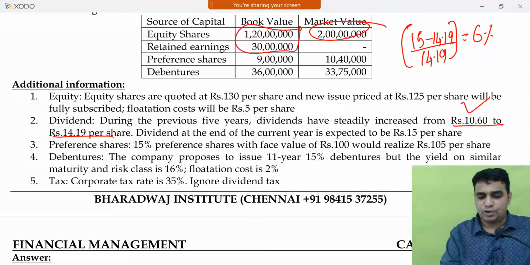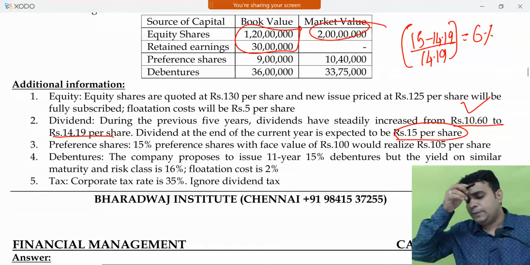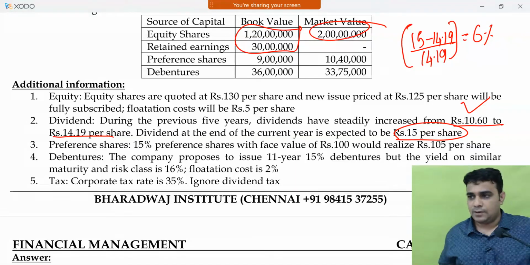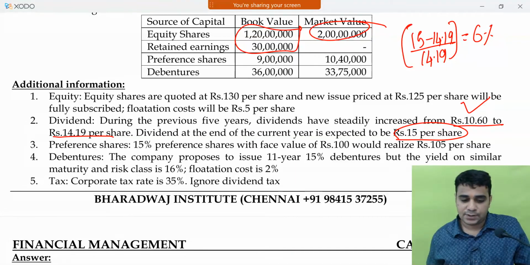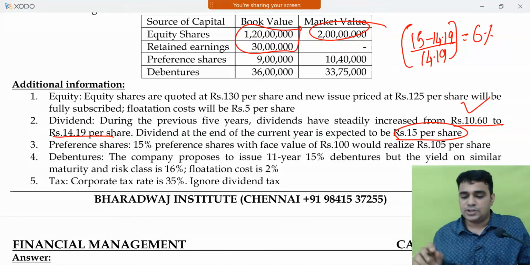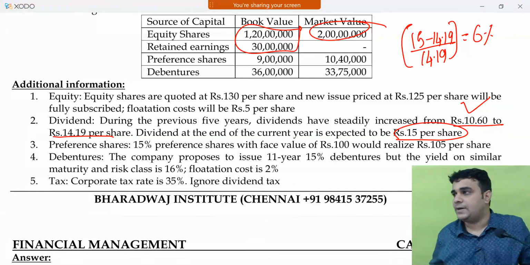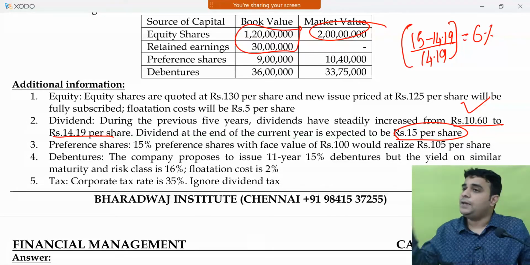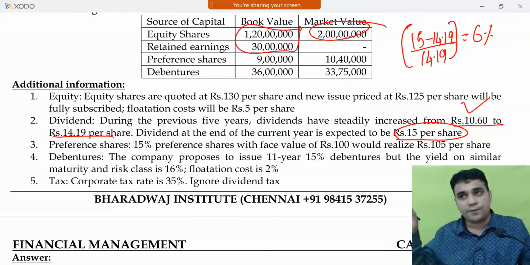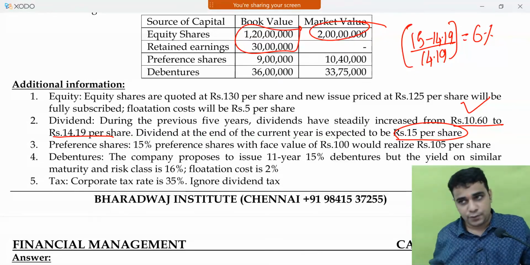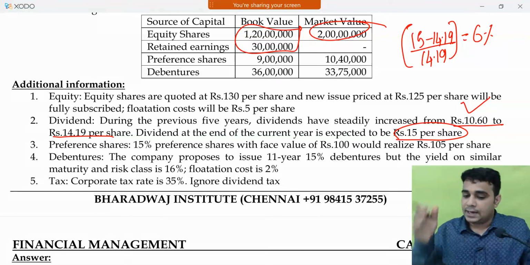In fact, this should not have been 15. Can you tell me 14.19 plus 6% is how much? So this should have been 15.04, but they gave it as 15. I can't do much about it. 15 minus 14.19, I did the calculation. I got 5.7. I've rounded it off to 6 and checked in the calculator, starting with 10.6.